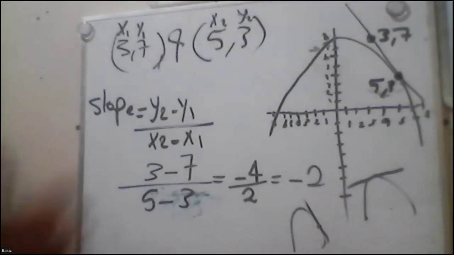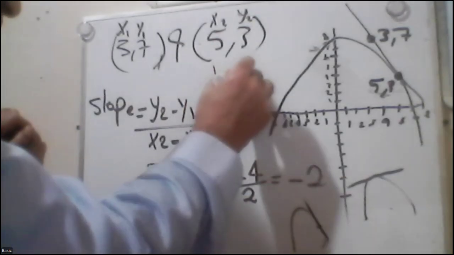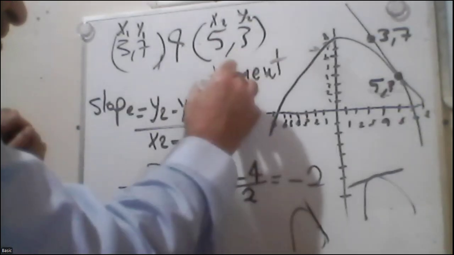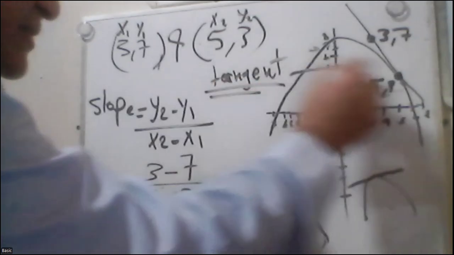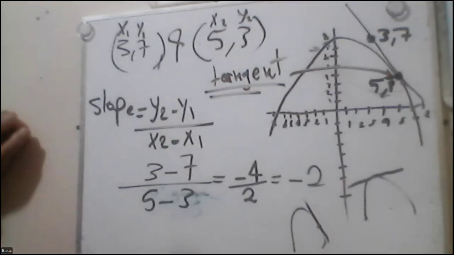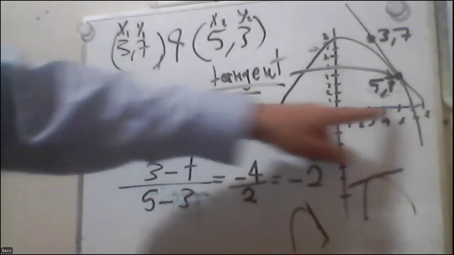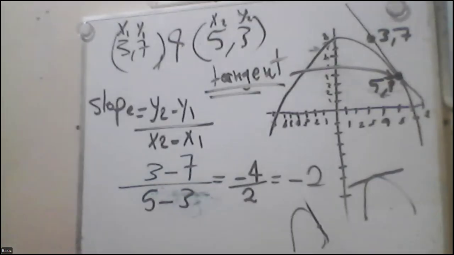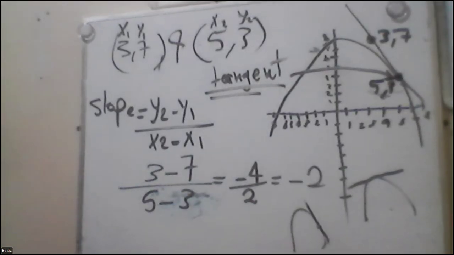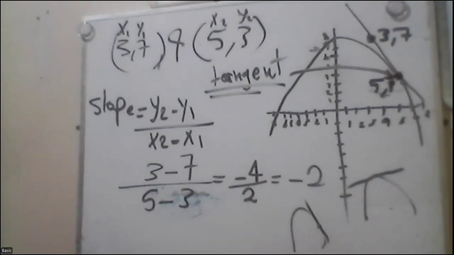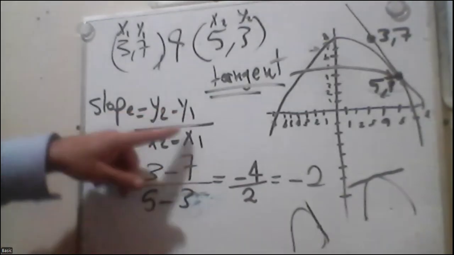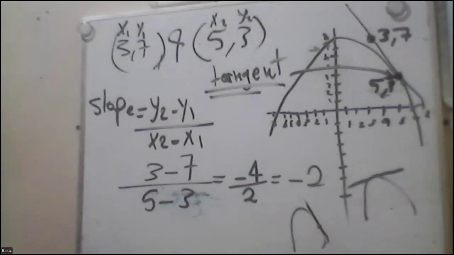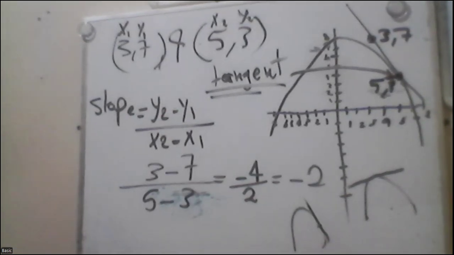We call this tangent. The tangent is this point, 5 and 3. Go 5 and go up 3. That's for this example. So don't forget the slope means y2 minus y1 divided by x2 minus x1. That will give me the slope of the curve. And don't forget it, please.